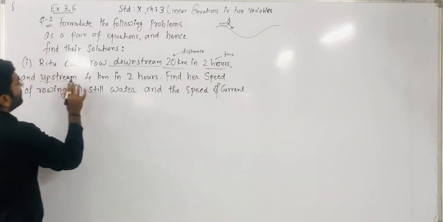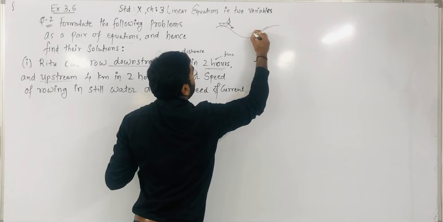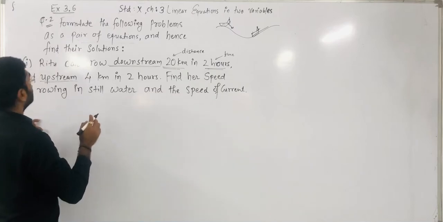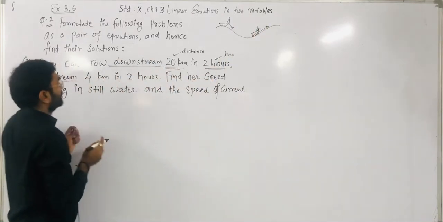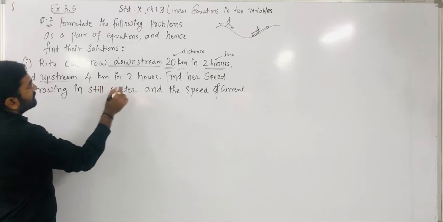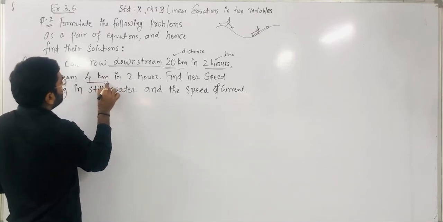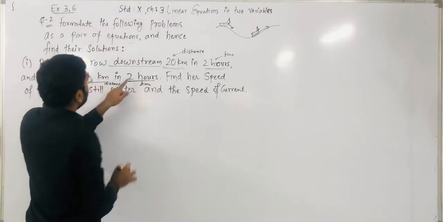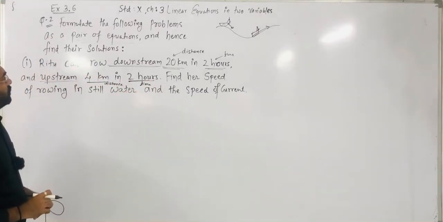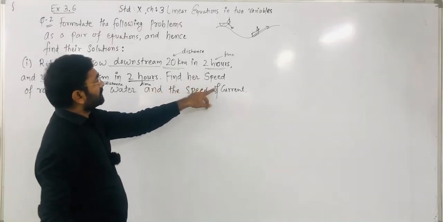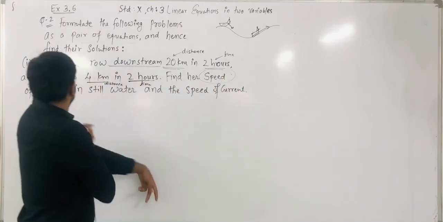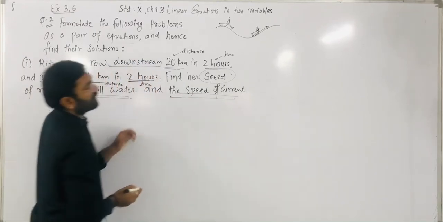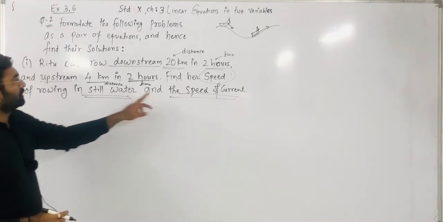And upstream. Upstream means going in this direction. So on upstream, 4 kilometers distance is given, in 2 hours. That time is given. For the upstream, it takes 2 hours to cover the distance of 4 kilometers. So find her speed. We have to find the speed of rowing in still water and the speed of the current. Those two things we have to find out.